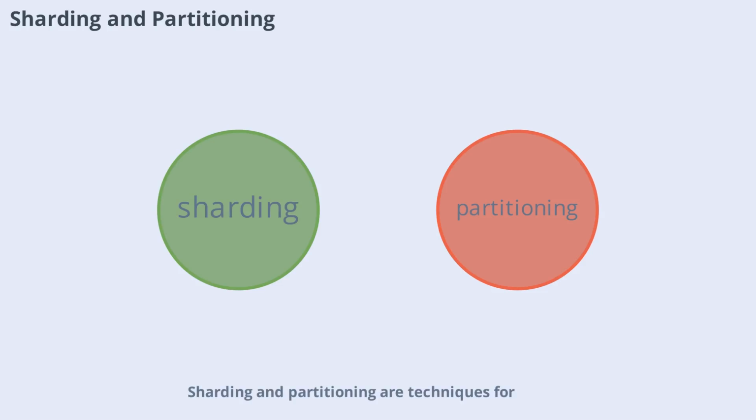Sharding and partitioning are techniques for dividing a large database into smaller, more manageable pieces. Sharding distributes data across multiple servers, while partitioning splits data within a single database. Both methods help improve performance and scalability, especially for applications with massive amounts of data.